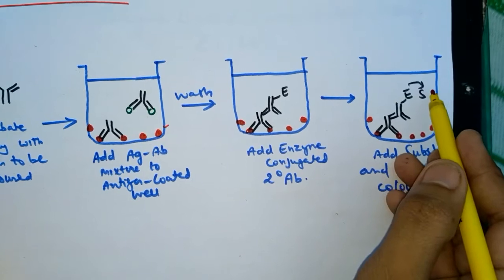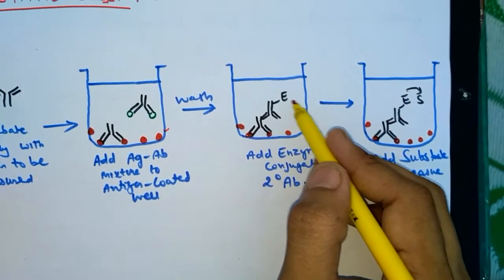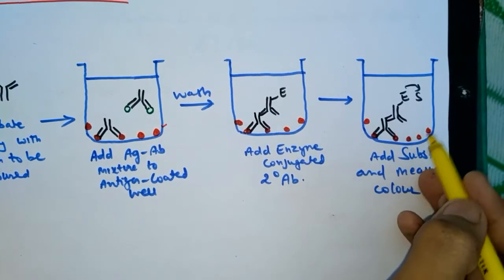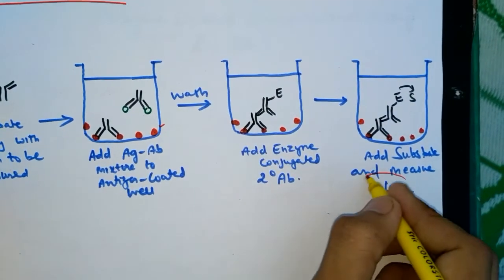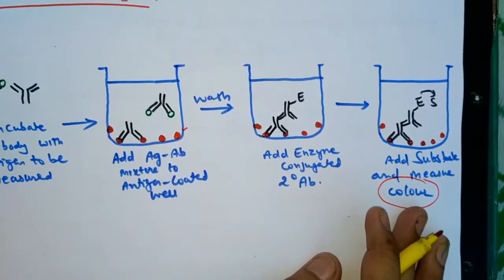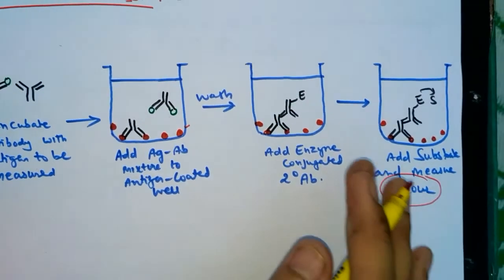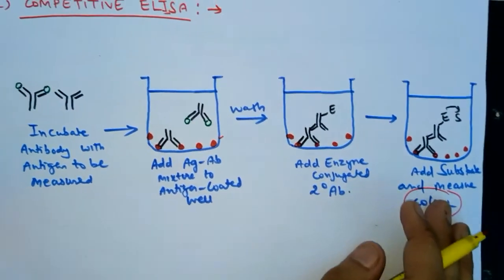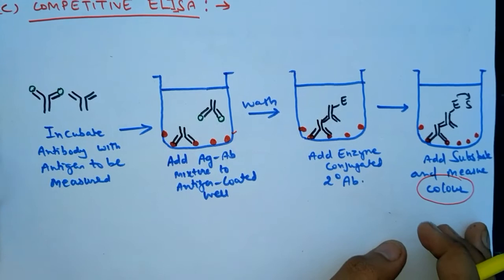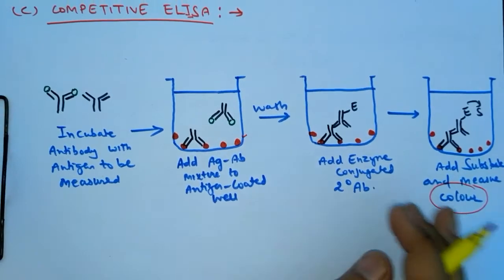Then we add enzyme linked antibody and the substrate will impart the color, and the color imparted will show the binding of antigen is successful. If there is no binding of the antigen with the antibody, the color will not be produced.